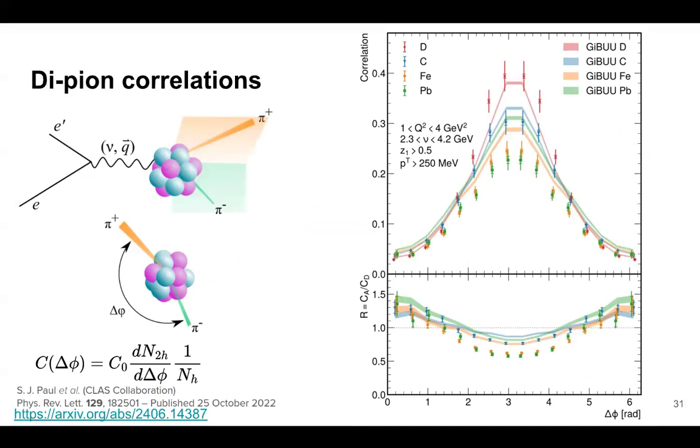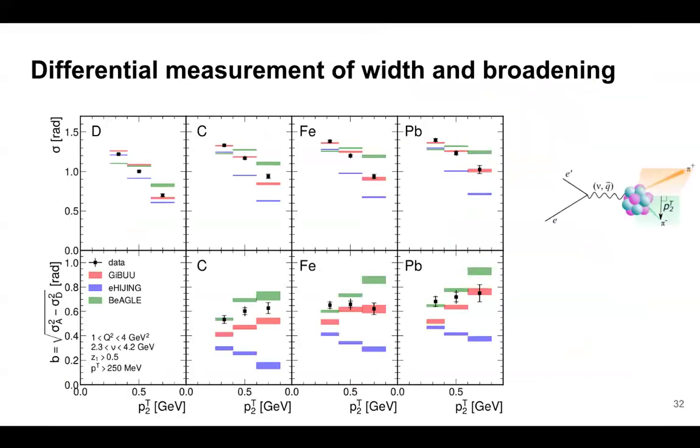Another, more complicated final state, just to make it even more complicated: you can do dipions. And we've measured this. When you look at the two-pion correlations, you see these functions that are like Gaussians centered around pi. And when you go to nuclear targets, which are shown in different colors, these correlation functions get wider. In particular, we compared this with a bunch of models, just to go to your point, Volker, not only GiBUU but also other partonic models like e-hydrogen, and they also describe the data to different degrees.